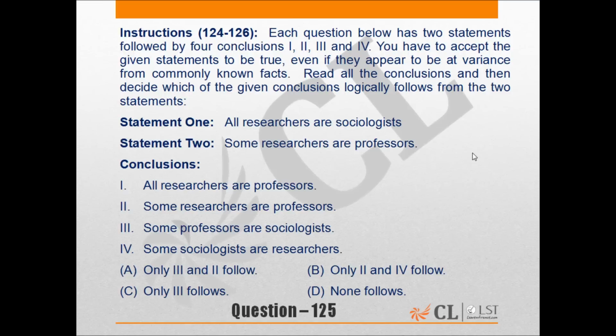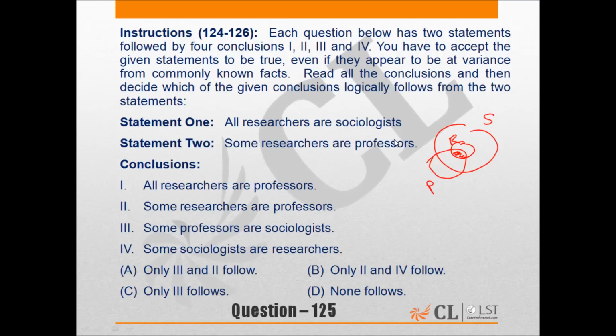All researchers are sociologists. Some researchers are professors. What would the diagram for this look like? This would be the set called sociologists. This would be the set called researchers. Some researchers are professors. So the set called professors could be something like this, where some of the professors are indeed researchers, but not necessarily all researchers are professors, and not necessarily all professors are researchers. These are the possibilities.